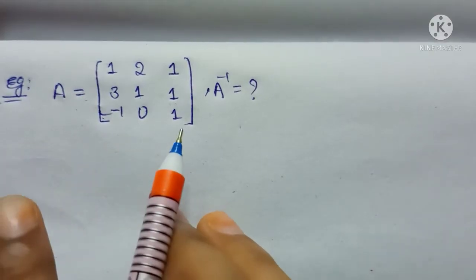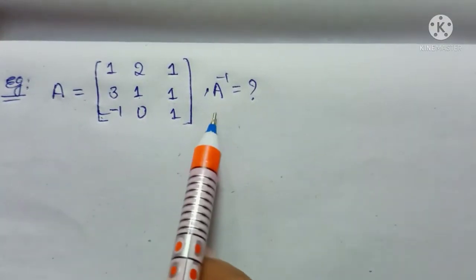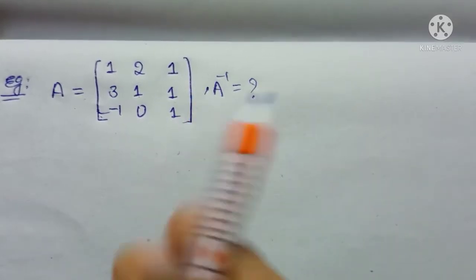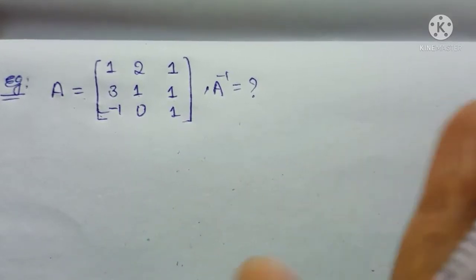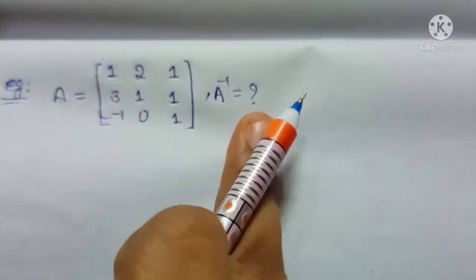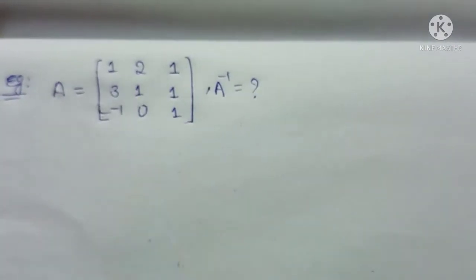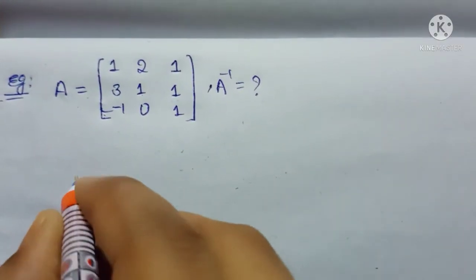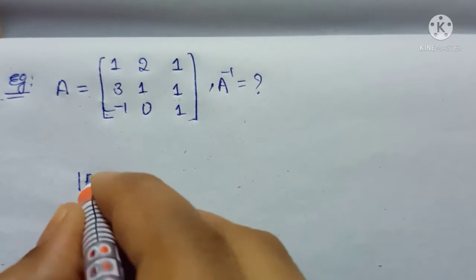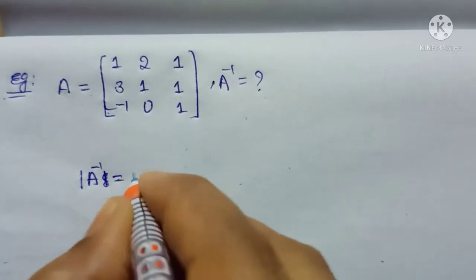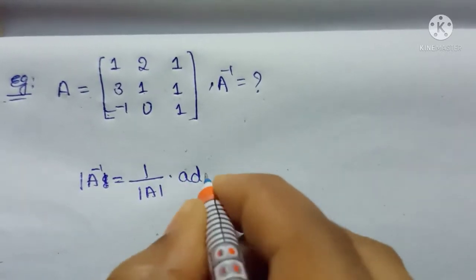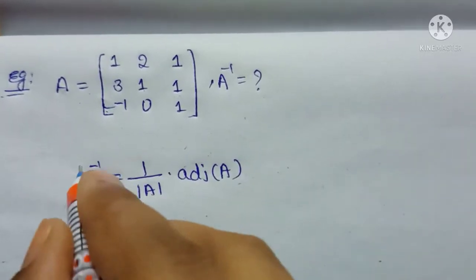In the previous video, we saw how to find the inverse of a matrix using the Gauss-Jordan method. That method is important from the IIT point of view. Today we will see how to find the inverse of a matrix by using the formula: A inverse equals 1 by det A into adjoint of A.